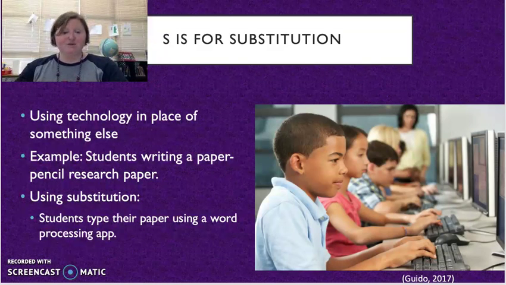If we use substitution, we're substituting technology for the traditional form. And what we might do instead is take the paper and pencil out altogether and have our students use something like a word processing app, like Microsoft Word. The students are still performing the same task of writing a paper, they're just integrating technology into it.